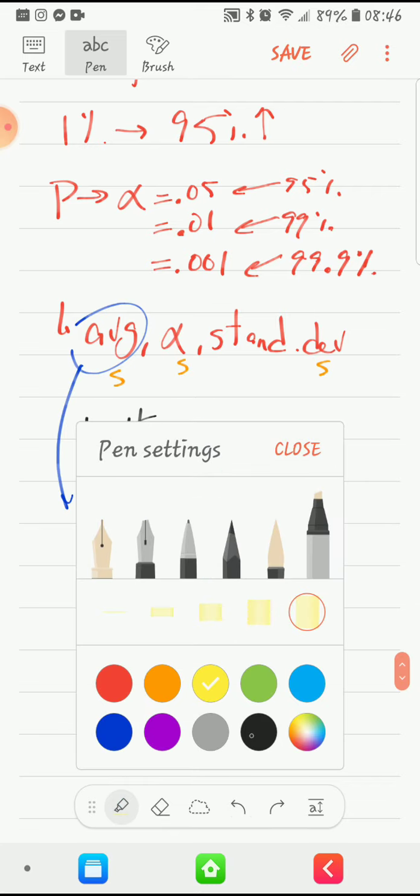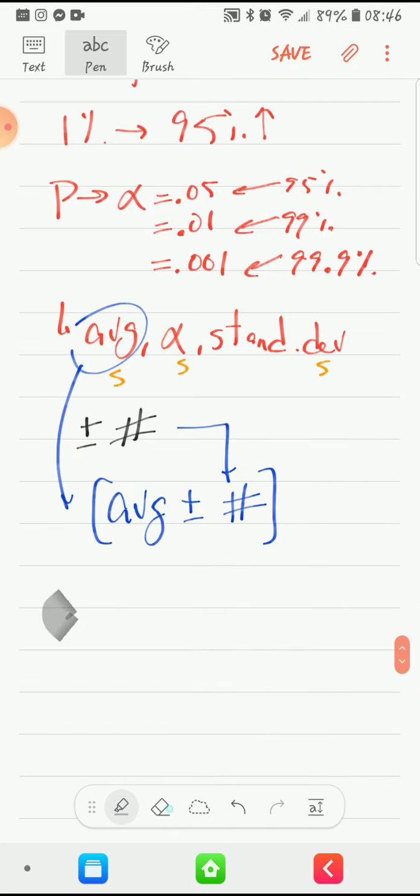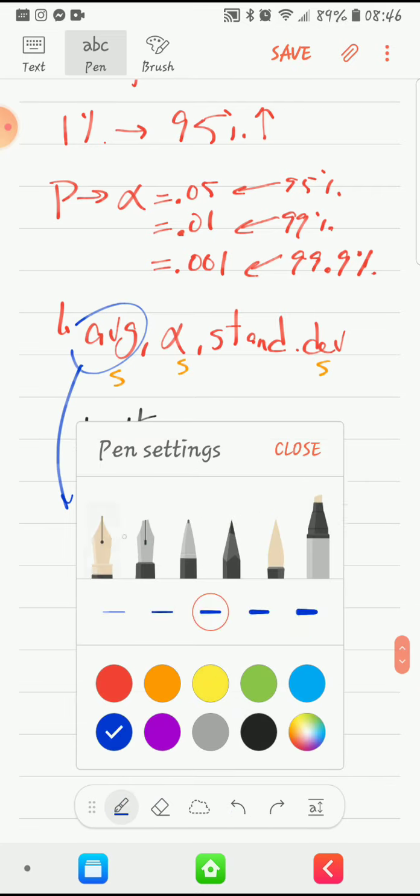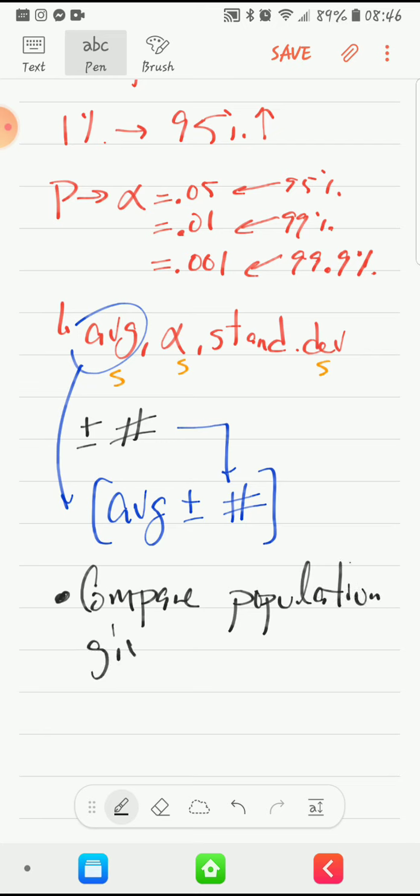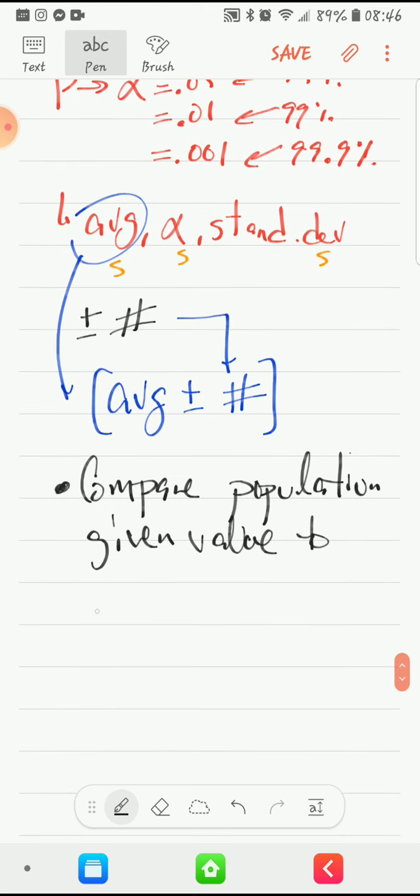Okay. So let me put that in black, and we say compare yellow to black. And the last thing we do is compare the population, or the given value, to the interval you get.